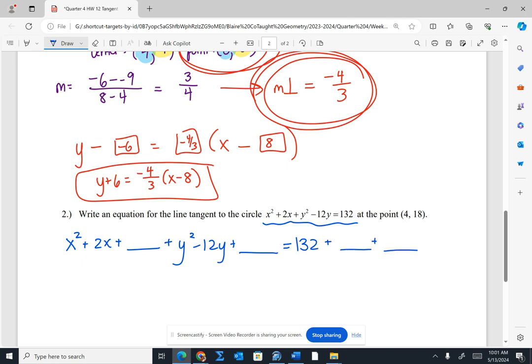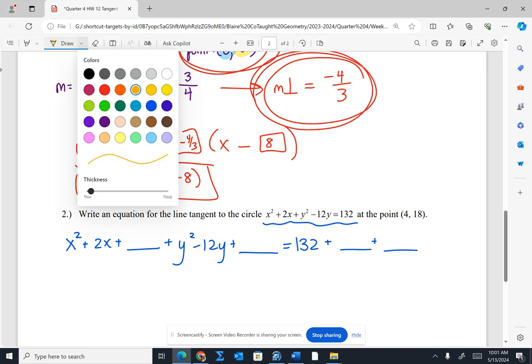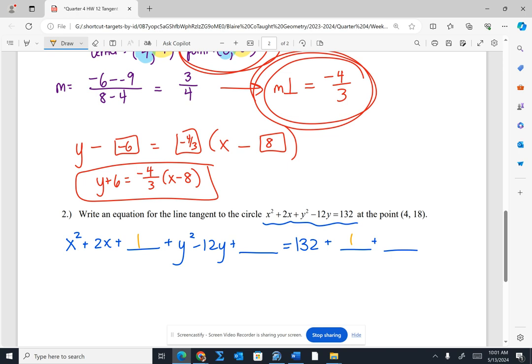So we need to take the 2, split it into 2 parts, 1 and 1. 1 times 1 is 1. So that's what I'm going to put in this first blank. And then I need to split the 12 into 2 parts, 6 and 6. So 36 goes in that blank. The right-hand side to me is the easiest part. It doesn't actually really matter in this problem, but I can add up 132 and 1 and 36 to get 169. But we're not even going to use that number. What I'm concerned with is the left-hand side of the equation so I can figure out the center.